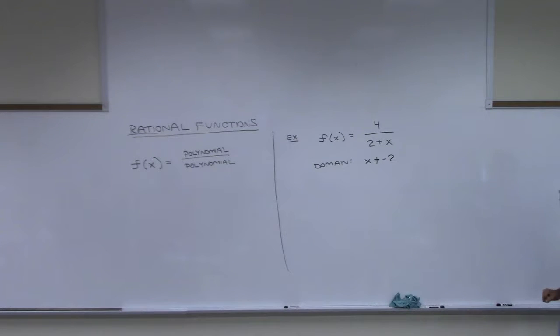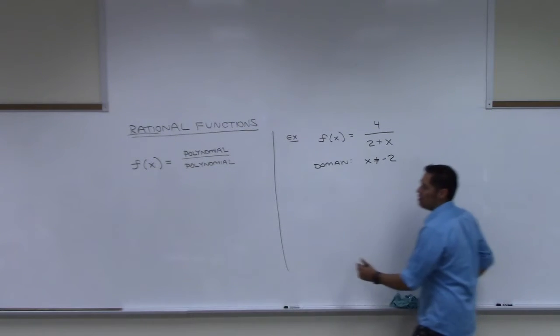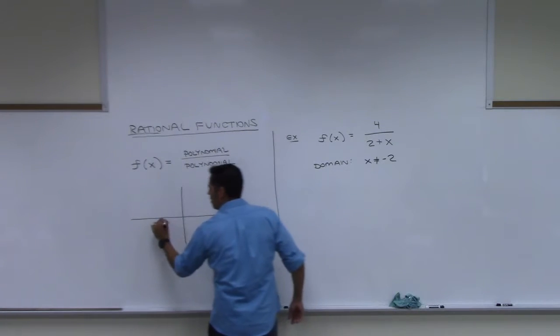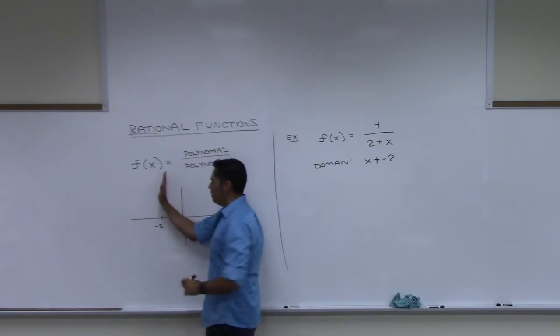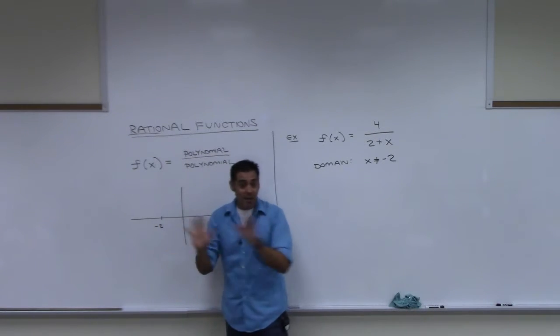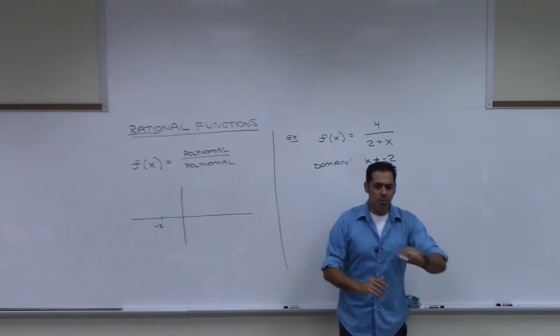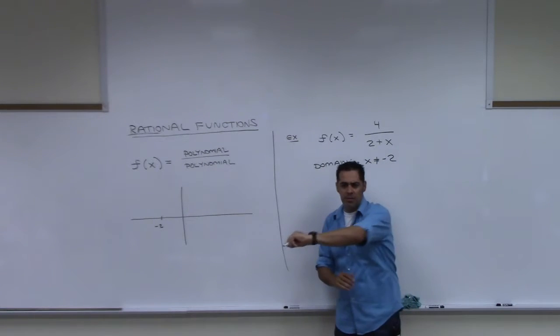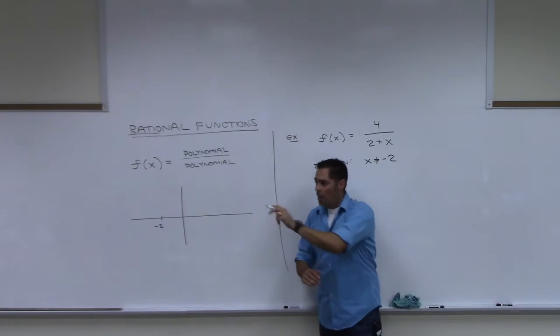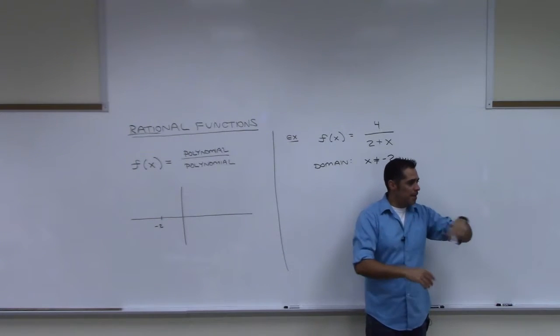Okay. So right away, here's what I can tell you. If I were to start to graph this, if I went to -2, there's no graph here. There's no graph at -2. I'm not allowed to plug -2 in. So you know how when we draw a line, we don't ever have to pick up our pencil? When we draw a parabola, we don't have to pick up our pencil? When we draw a polynomial function, we can just draw it without picking up our pencil?